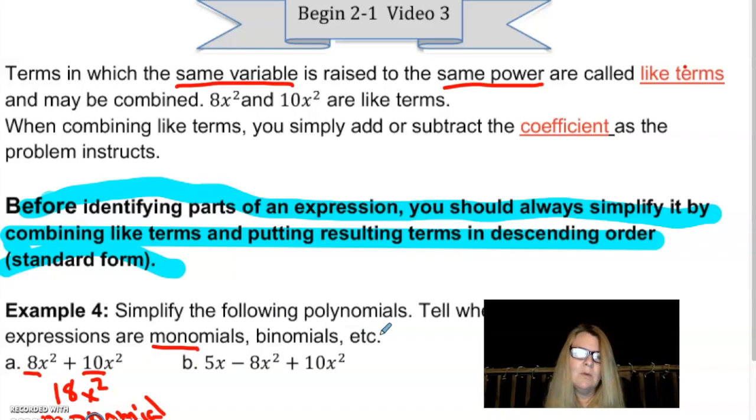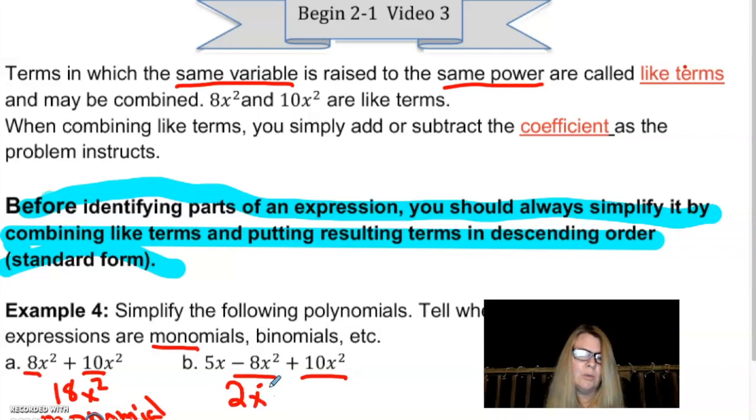Okay, so we're going to look at this one here. We have 3 terms we think, but we've got to combine the like terms to see how many we really have. So same variable, same exponent. This one has an exponent of 1, but these two terms, negative 8x squared and a positive 10x squared, have the same variable raised to the same exponent. So we combine those together. Negative 8 plus 10 would be 2.